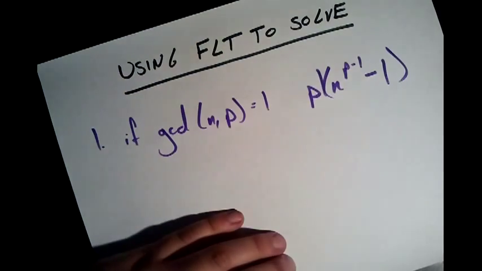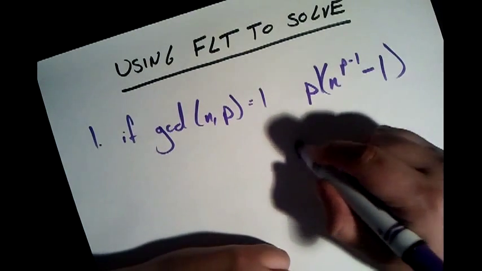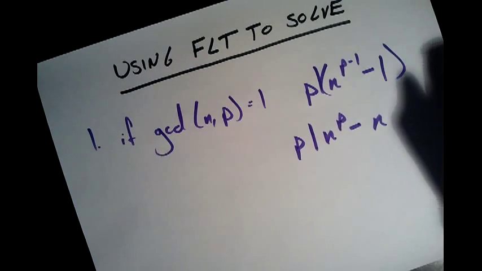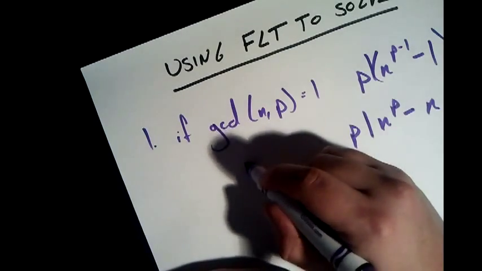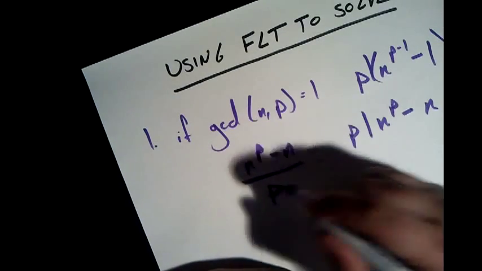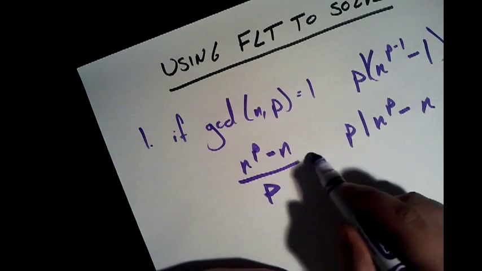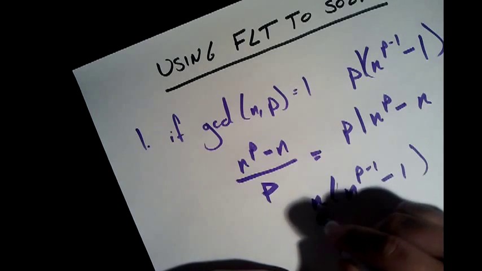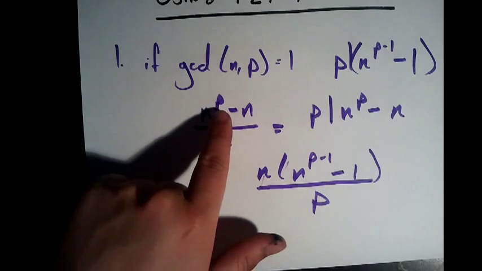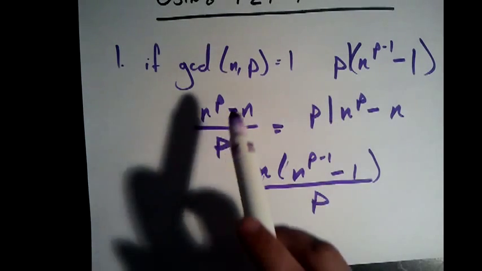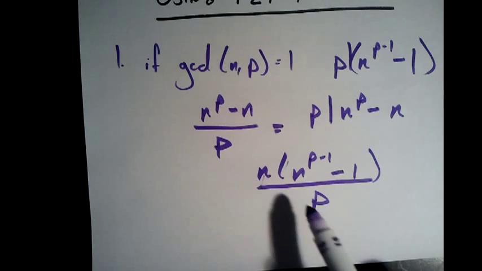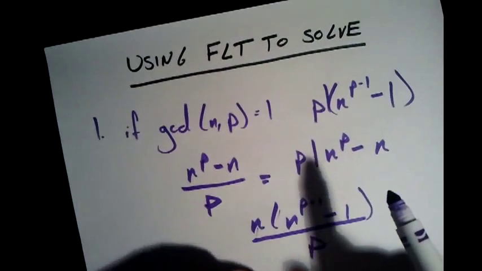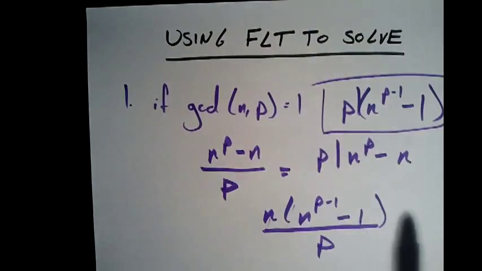Now let's look at this. We know that p divides n to the power p minus n. That's Fermat's little theorem. Now if we set this up, we have n to the power of p minus n over p, and we can pull a factor of n out of each of these, and we get n times n to the power of p minus 1 over p. It's the same thing because we just take out a factor of n from the top. But if the greatest common divisor of n and p is 1, then p cannot divide n, so p must divide n to the power of p minus 1, which is exactly what this was stating.